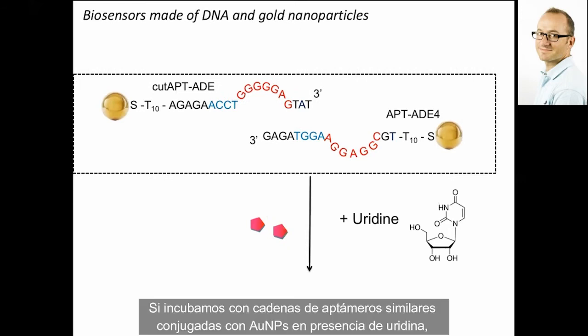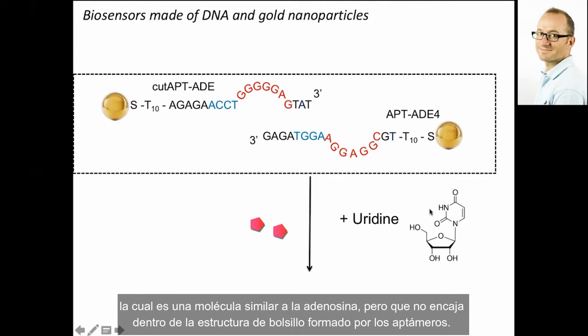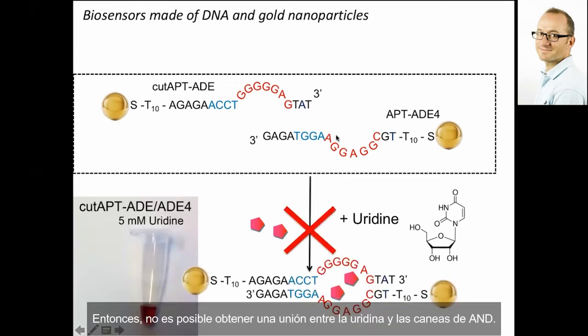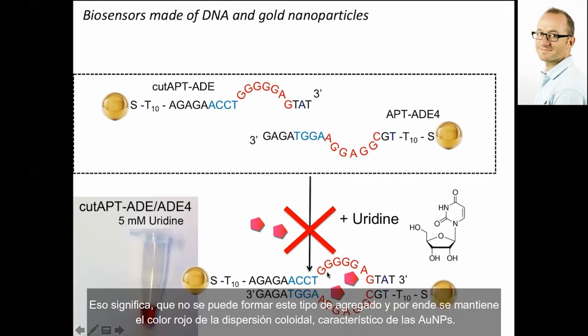If we incubate the similar DNA strands conjugated to the gold nanoparticles with uridine, which is another molecule whose structure is close to adenosine but which does not fit into the pocket made of both strands here, then we cannot have the binding of the uridine with these DNA strands. Okay, so it means that you cannot form this kind of aggregates. Then you keep the colloidal suspension and keep the red color, which is very characteristic of gold nanoparticles in solution.